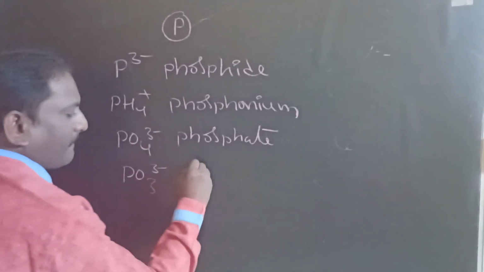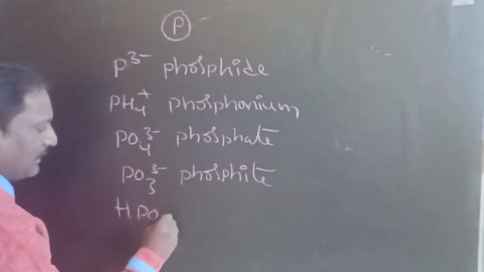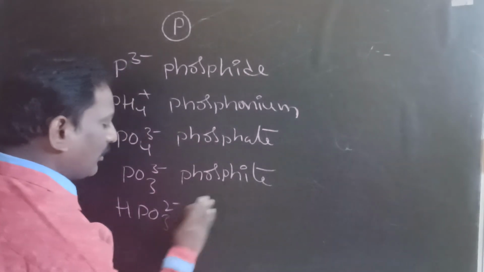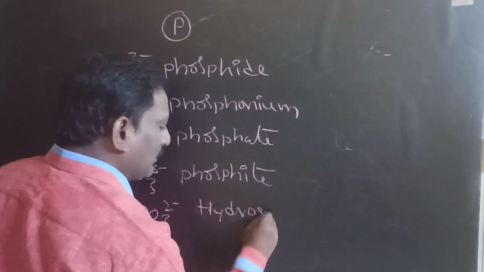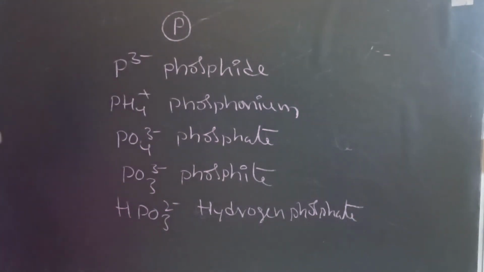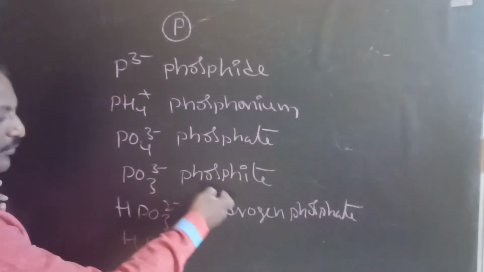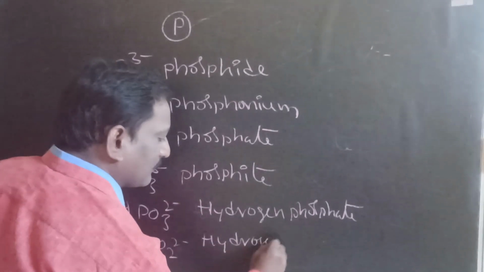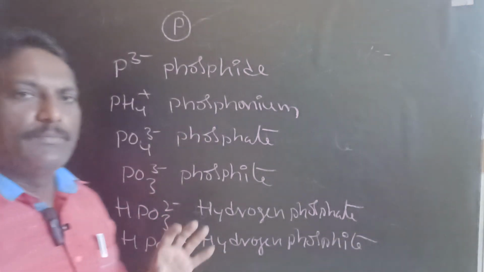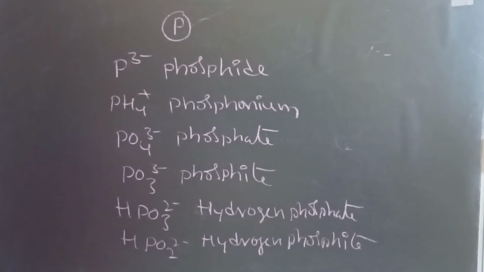PO3 3 minus, phosphite ion. HPO4 2 minus, biphosphate, also called hydrogen phosphate. Next one, HPO3 2 minus, hydrogen phosphide. So these are the ions based on the phosphorus element.